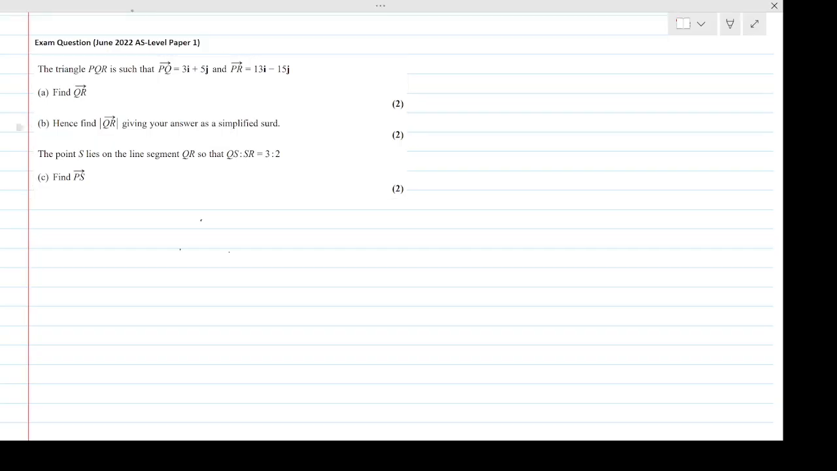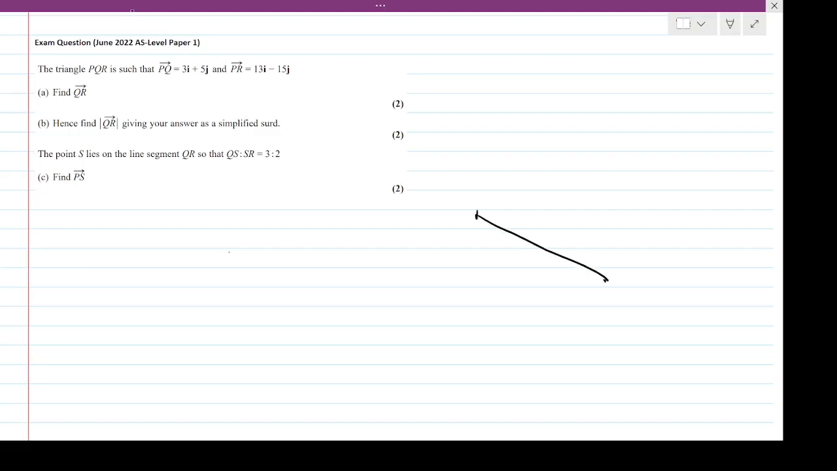Now, it's talking about a triangle. It's probably best to draw it, right? So the triangle has points P, Q, R. Let's just draw a generic triangle. So that's going to be PQR. There we are. That's my generic triangle.